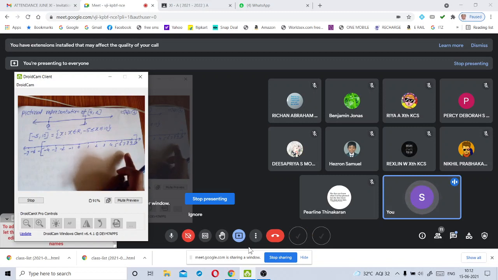Can you tell me what are the real numbers between minus 5 and 10? Can you tell me? Anyone? What are the real numbers between minus 5 and 10? Perlin, Nikhil, Rexilin, Samuel, are you listening to the class or not?